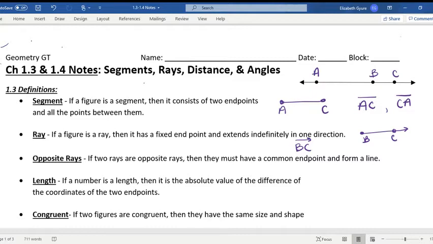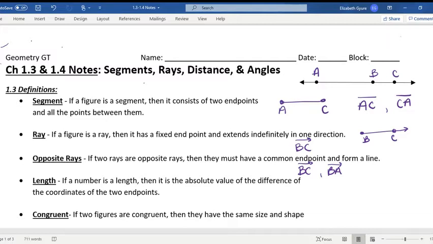Then we have opposite rays. If two rays are opposite rays, then they must have a common endpoint and form a line. So we also have a set of opposite rays in our diagram. That would be ray BC and ray BA. Ray BC and BA are opposite rays because they both start at B and they extend in opposite directions. B heads over to C, to the right, B to A, it heads to the left, and they form a straight line.